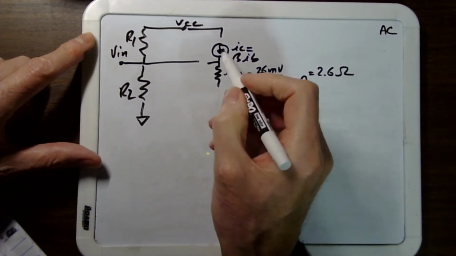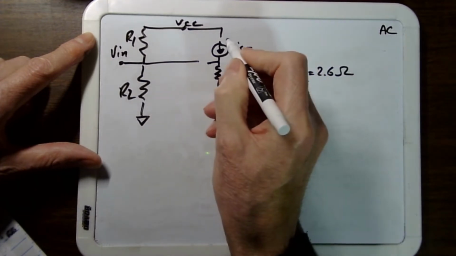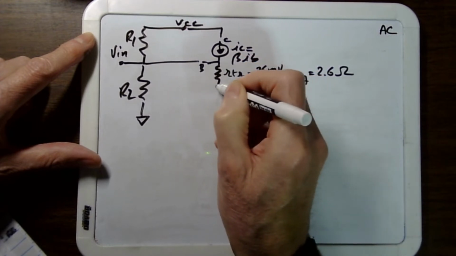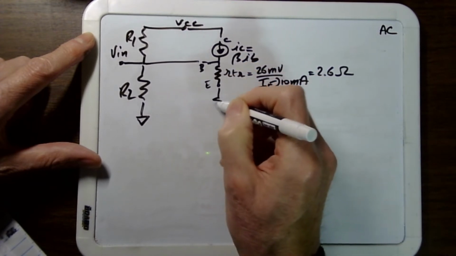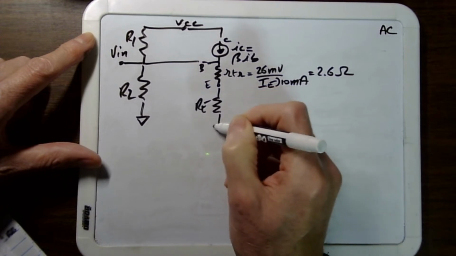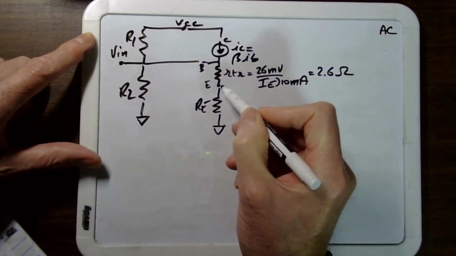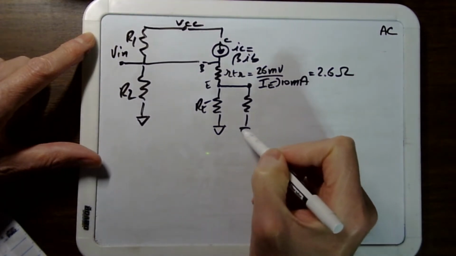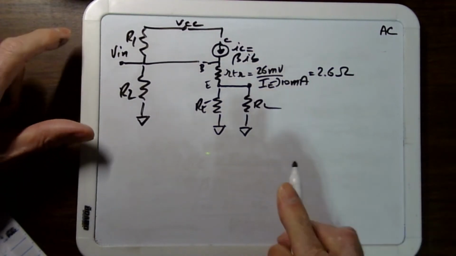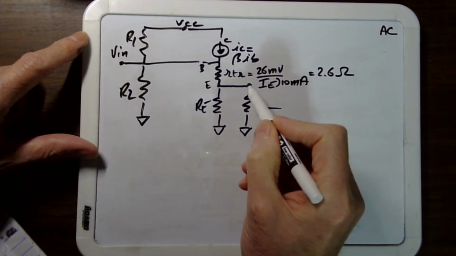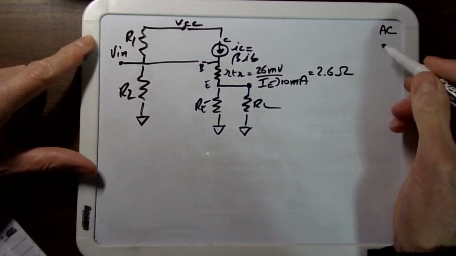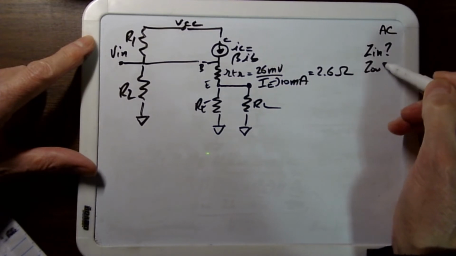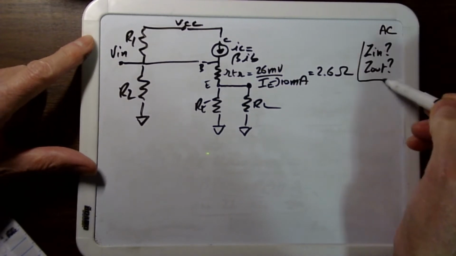Okay. So that's your collector, base, emitter, RE, ground, and then you have your load, RL. And this is the out. What I'm going to do is compute Z in and Z out. You always need to know that.